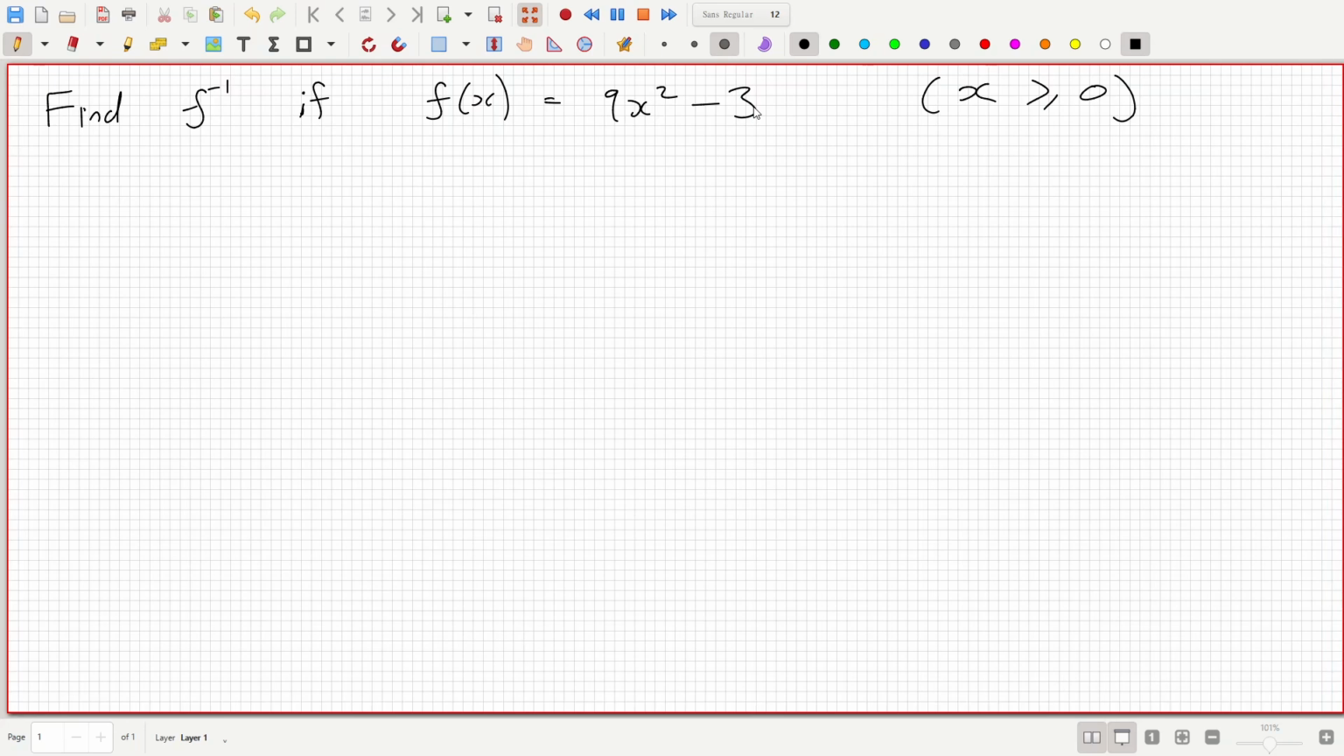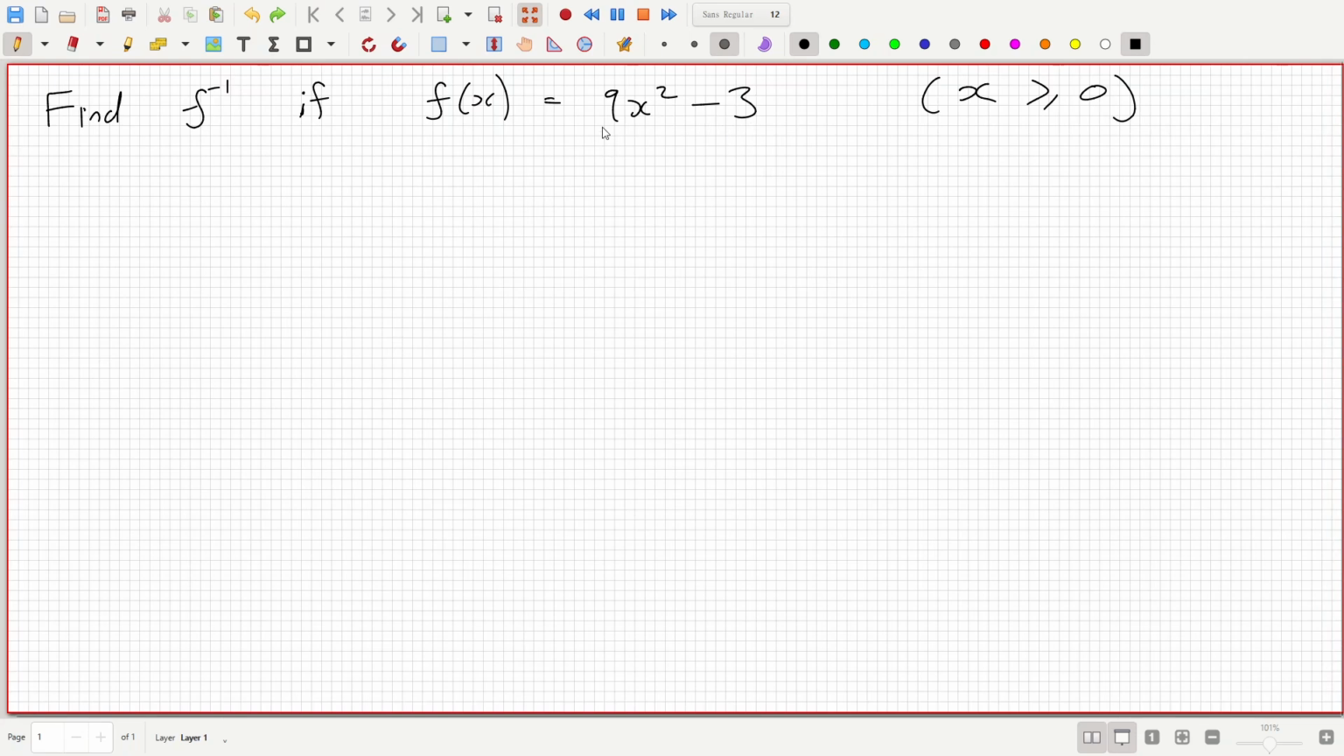The method that you probably have seen in class is the one where you let y equal 9x squared minus 3, and then you rearrange and you solve for x. But I want to show you an alternative method. Basically, you try to list the actions out step by step. Let me show you what I mean.